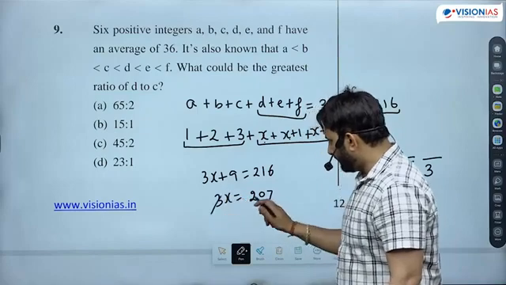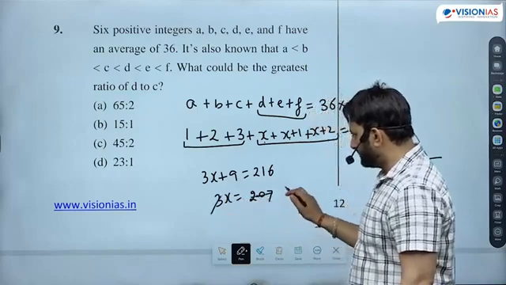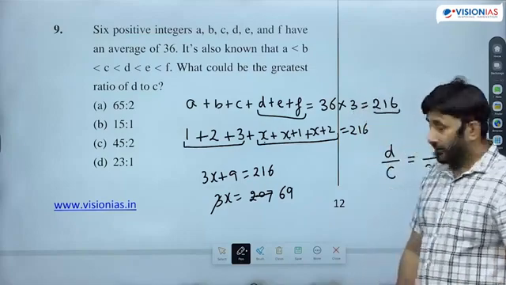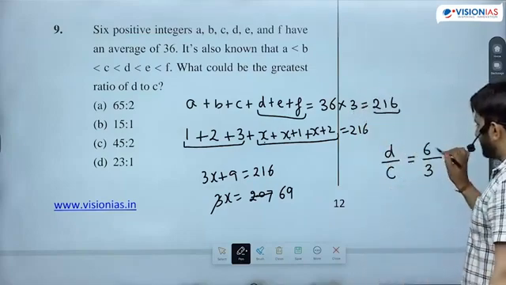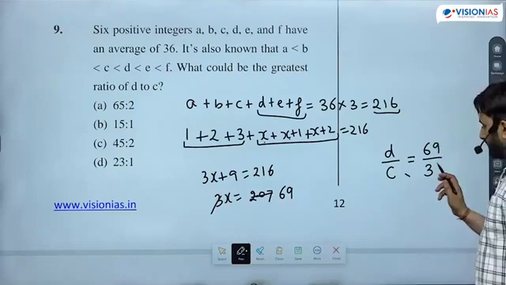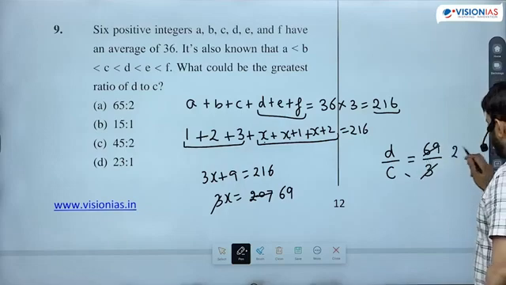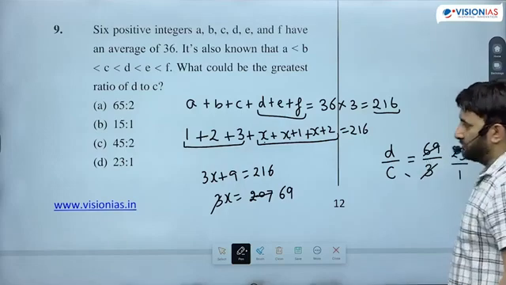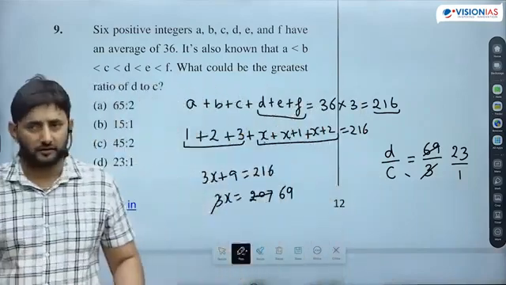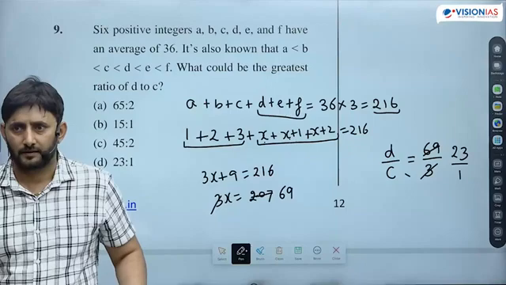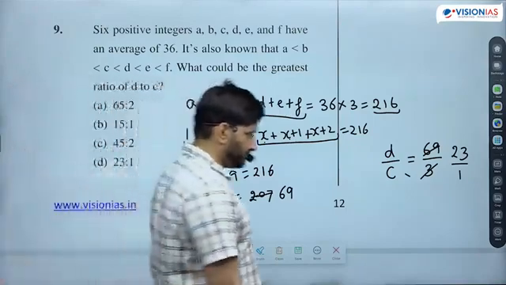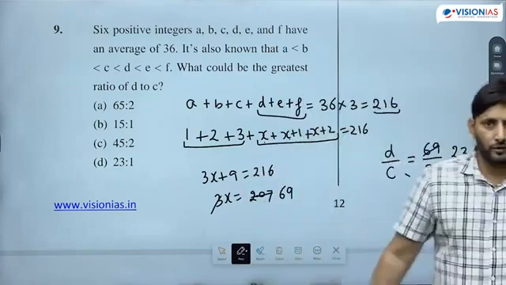Now from x you can cancel out this. This will come out to be 69. Okay. d's maximum value can be 69 and c's minimum value can be 3. So what is the ratio? 23:1. That is the maximum ratio. For this ratio to be maximum, d has to be maximum and c has to be minimum. Clear? Do I need to repeat it?